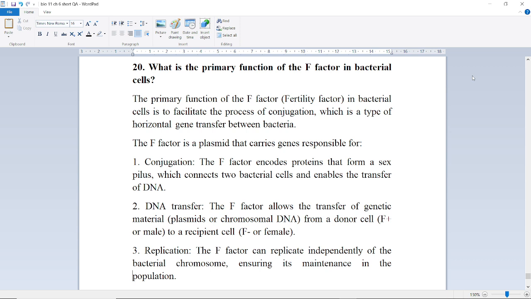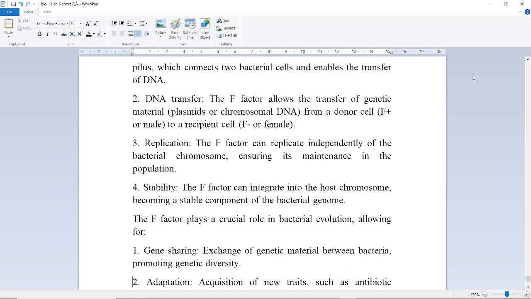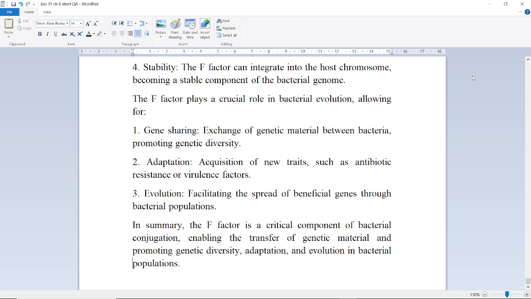DNA transfer. The F factor allows the transfer of genetic material, plasmid or chromosomal DNA, from a donor cell, F positive, to a recipient cell, F negative. Replication. The F factor can replicate independently of the bacterial chromosome, ensuring its maintenance in the population. Next is stability. The F factor can integrate into the host chromosome, becoming a stable component of the bacterial genome.